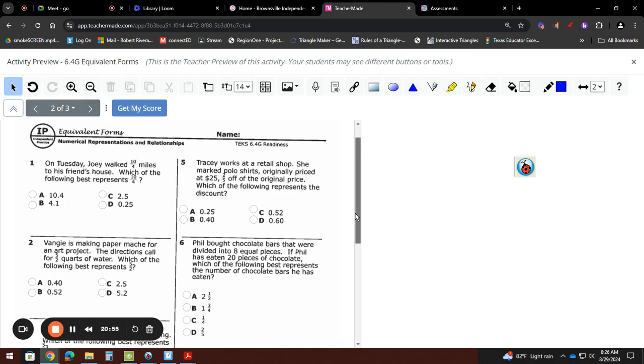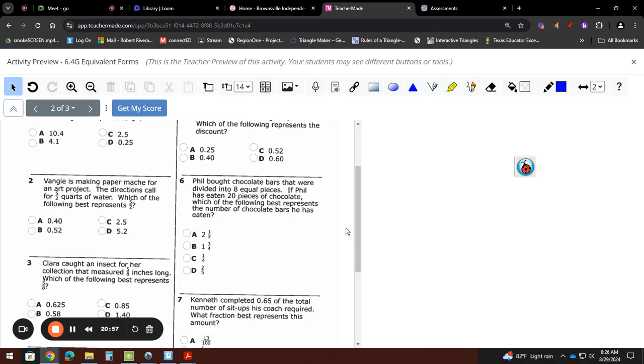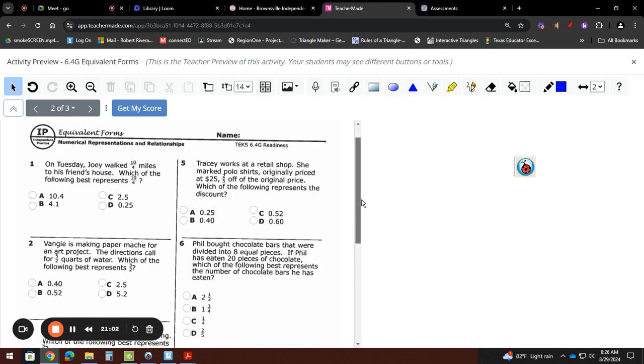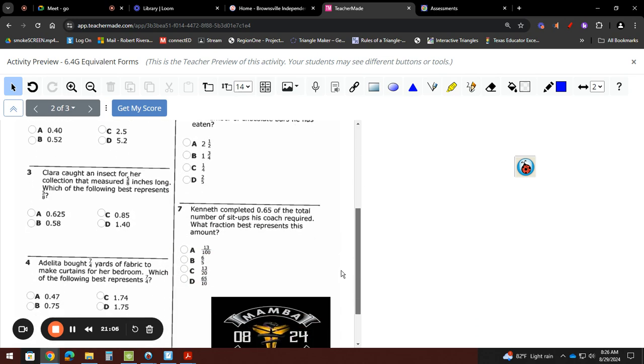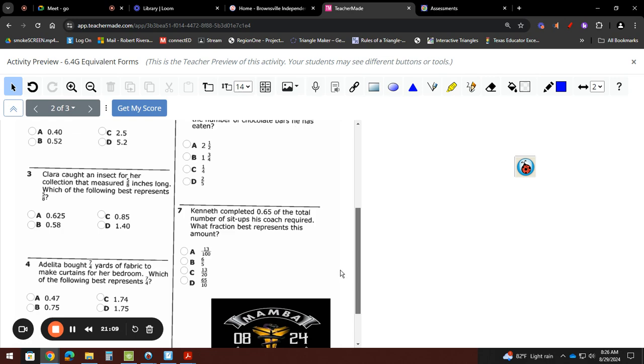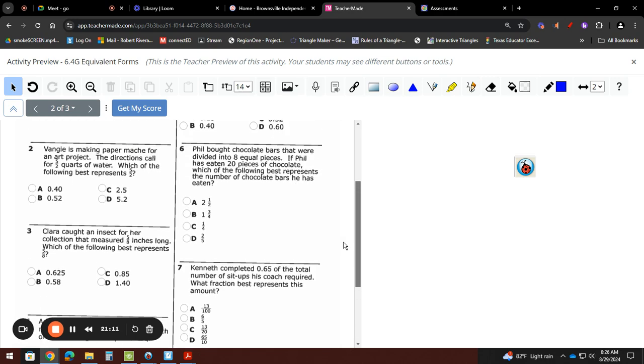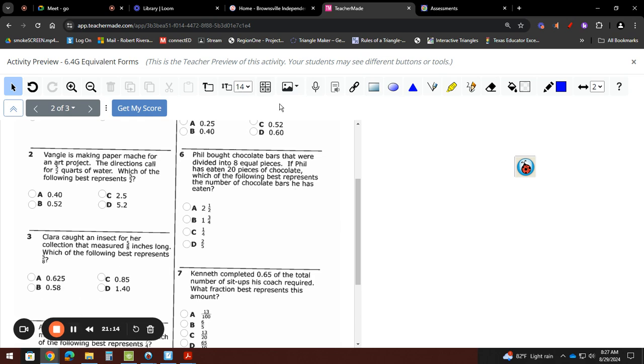Now, question number 6. That one I told you not to do because I was going to give it to you for free. 1 through 5 were all fractions to decimals, which is bottom out. And 7 was decimal to fraction, which was place value and simplify. Question number 6 says Phil bought chocolate bars that were divided into 8 equal parts. If he has eaten 20 pieces of the chocolate, which of the following represents the number of chocolate bars he has eaten?